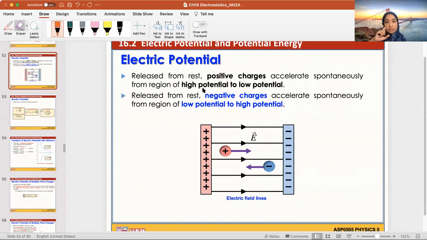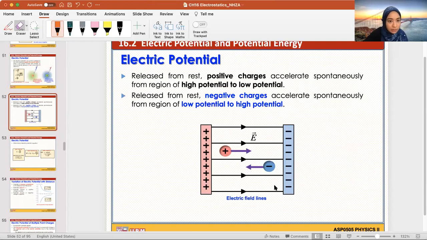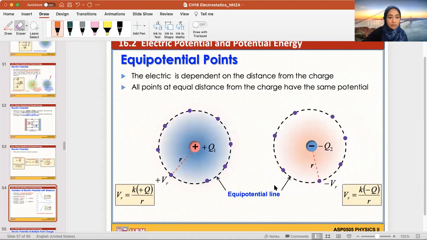Okay. Released from rest, positive charges accelerate spontaneously from a region of high to low potential. Okay, so because high potential is associated with positive, low potential is associated with negative, which means that positive is always going to be attracted to negative, and it means that it will be going to the low. And then vice versa for negative. I think that's also easy to remember. It's kind of intuitive. Next. Okay, I think that's it. We are good. So we can continue.